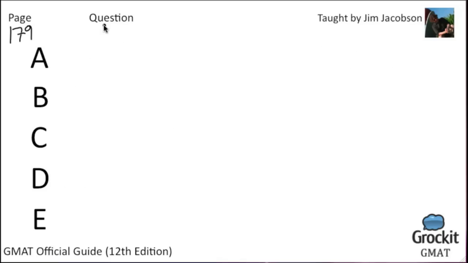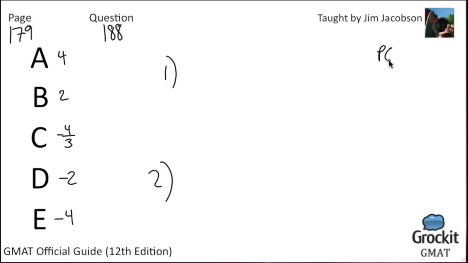Page 179, number 188. So we have 4, 2, -4/3, -2, and -4. So if the operation symbol is defined for all a and b by the equation a symbol b equals a squared times b all over 3, then 2 symbol times the quantity 3 symbol -1 equals what? So the symbol appears twice, so we're going to need to do it 2 times. 1, 2.